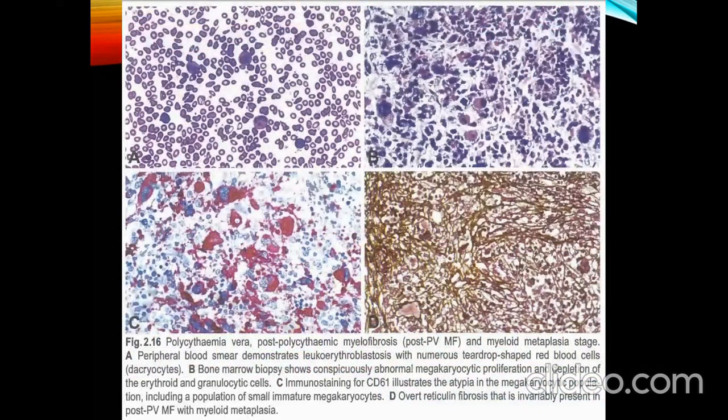In this photomicrograph, picture A shows a peripheral blood smear with leukoerythroblastosis and numerous teardrop-shaped red blood cells. Picture B shows a bone marrow biopsy with conspicuously abnormal megakaryocytic proliferation and depletion of the erythroid and granulocytic cells. Picture C shows immunostaining for CD61, which illustrates the atypia of the megakaryocytic population, including a population of small immature megakaryocytes. And lastly, picture D shows overt reticulin fibrosis that is invariably present in post-polycythemic myelofibrosis with myeloid metaplasia.